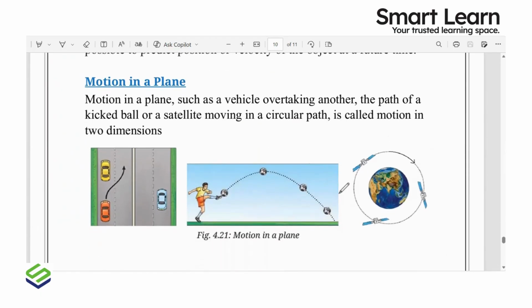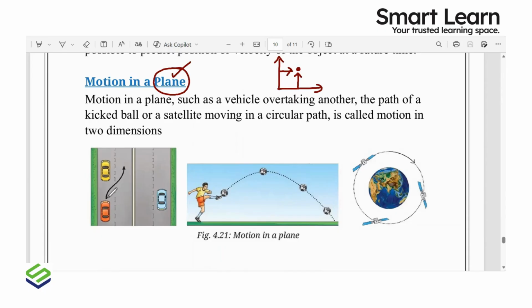As said in the beginning, if the motion is along one straight line, we call it motion in a straight line or linear motion. And motion in a plane means two dimensions are coming. That means suppose if a particle is here, then we need to know how much from the x-axis and how much from the y-axis. Such type of motion, we call it motion in a plane.